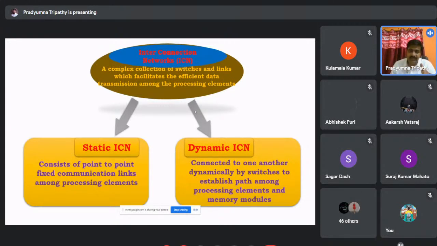So we have two different types of interconnection networks. One is the static interconnection network, another is dynamic. As I said, static consists of point-to-point fixed communication among processing elements. So you cannot reconfigure it. A dynamic interconnection network is connected dynamically by switches to establish paths among processing elements and memory modules. So we'll have links between the processing elements and the memory modules, and links between these can be dynamically reconfigured.